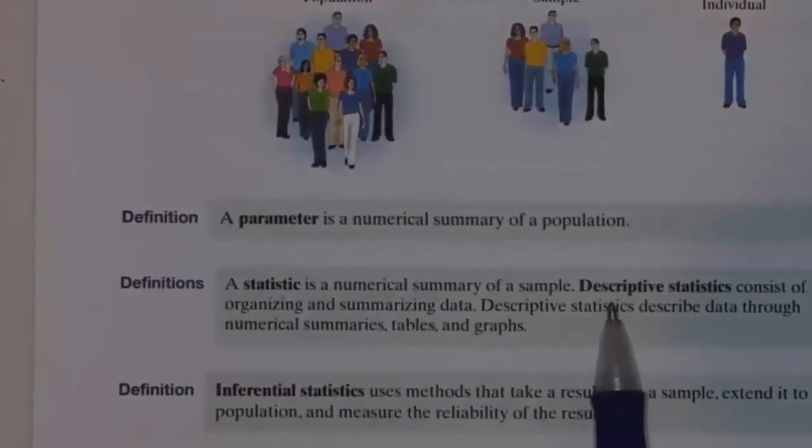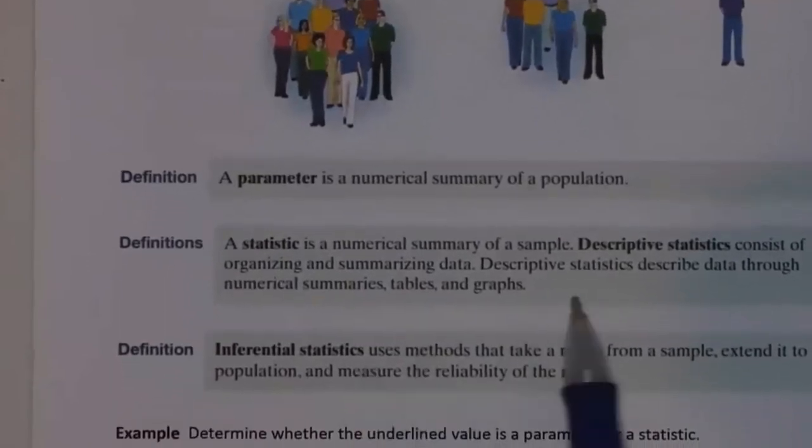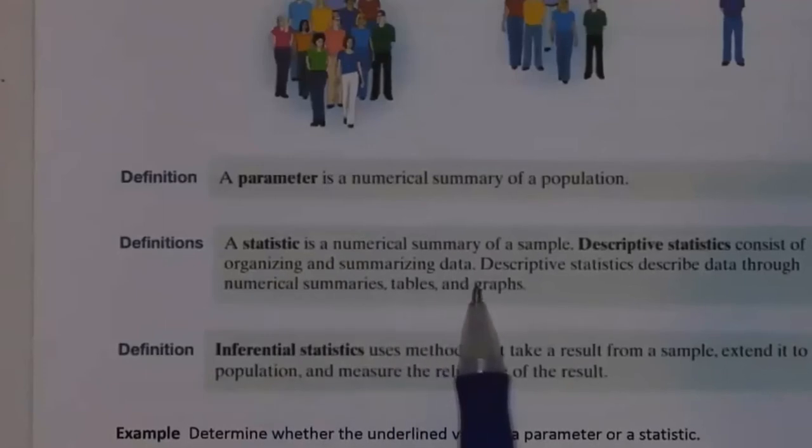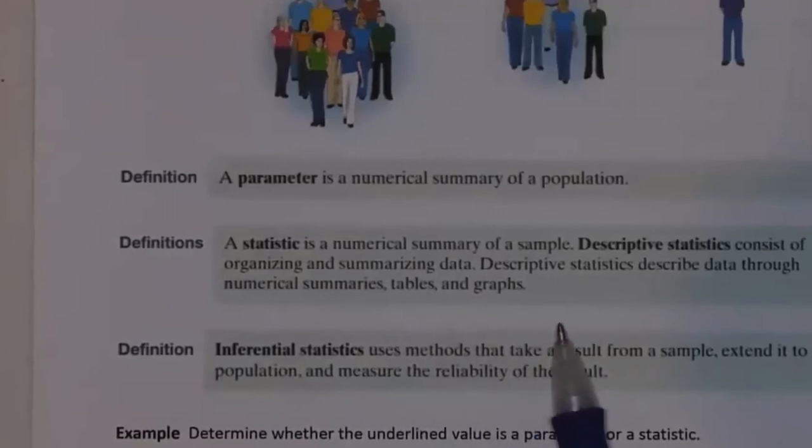So what I'm getting at is there's really sort of two broad branches in statistics. There's descriptive statistics and there is inferential statistics, okay? So descriptive statistics basically means just exactly what the word says. It's statistics that are describing the sample. So like when we find a calculation, like a percentage or an average or something like that, that is a descriptive statistic. So a descriptive statistic consists of organizing and summarizing data. Descriptive statistics describe data through numerical summaries, tables, and graphs.